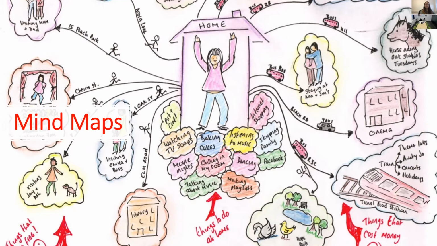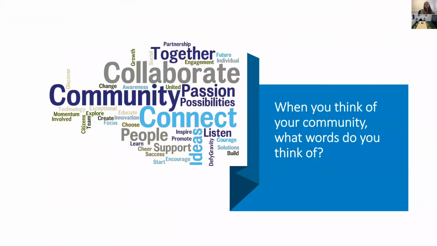Before you begin mapping, we want to put you in the right frame of mind by getting you really focused on visualizing your community and what it feels like when you are in different spaces within it. In order to do this, I'm going to read a series of questions to help you imagine your community. First question, when you think of your community, what words do you think of?